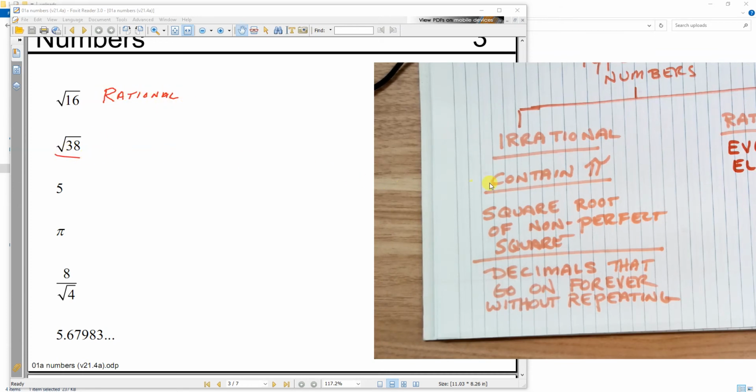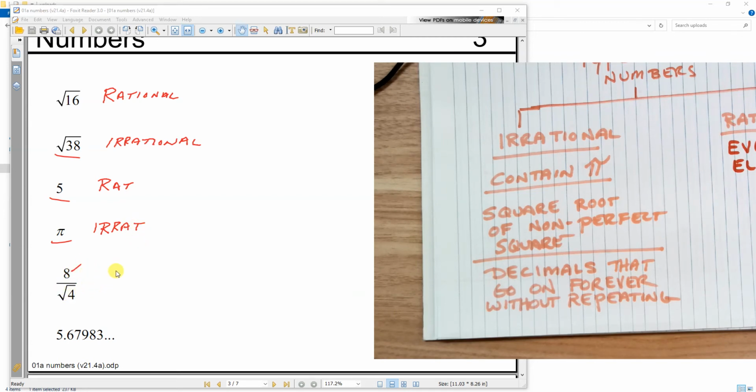Square root of 38. Does it contain pi? Nope. Is it a square root of a non-perfect square? Yes. This is a square root that I don't know, which means it's irrational. And if you put that into a calculator, you'd get a decimal that goes on forever without repeating. 5, well, that's rational. Pi, it contains pi, then it's irrational.